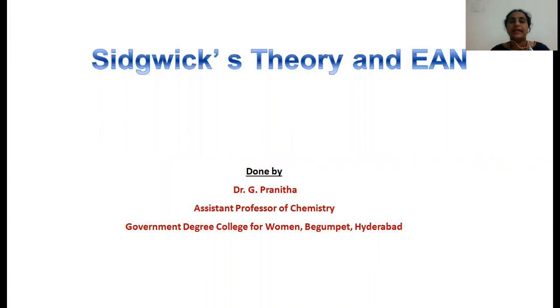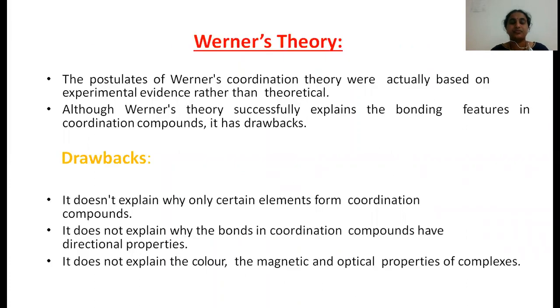Now I am going to explain about Sidgwick's theory and EAN and its calculations. Last class we discussed Werner's theory. Werner's theory explained how metal complexes, coordination complexes, form, what the properties of the coordination complexes are, and what the structure of the coordination complexes is. This theory was explained very nicely.